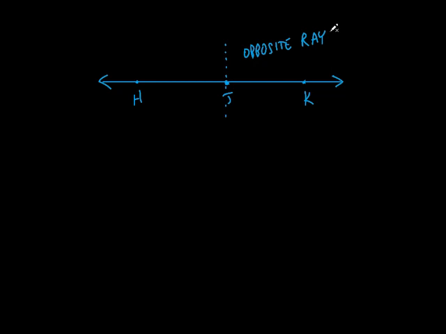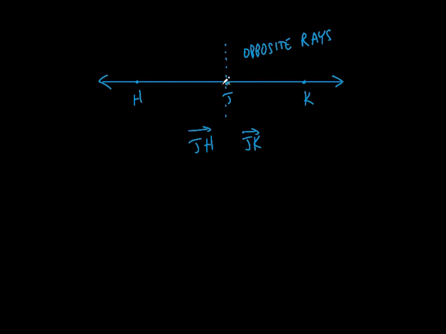So if you had a question that said, name the two opposite rays, what would you name it? Well, one of them would be ray JH, because it starts at J and it goes through H and it keeps on going in that direction. Or, I'm sorry, the other opposite ray would be JK. So JK would be that way.